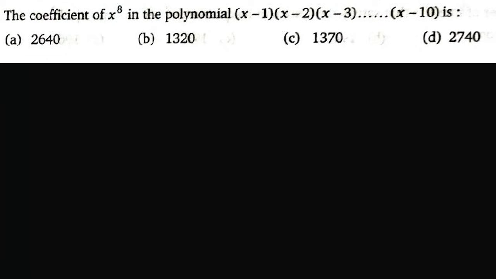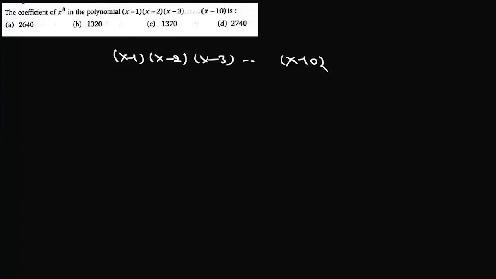Next question. Find the coefficient of x to the power 8 in this polynomial, which is (x minus 1)(x minus 2)(x minus 3) up to (x minus 10). Now there are 10 terms in the expression, so the highest power of x will be x to the power 10. If someone asks you to find the coefficient of x to the power 10, it is simple. It will be simply 1.